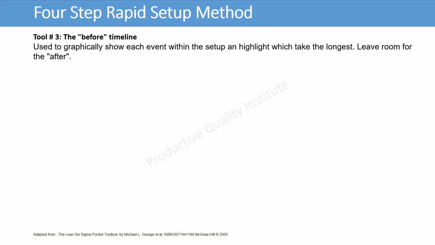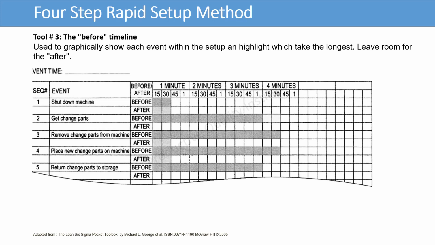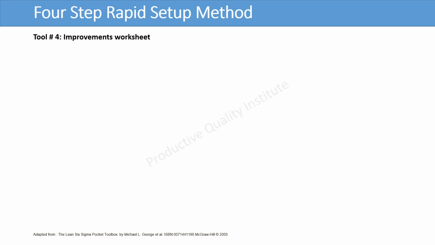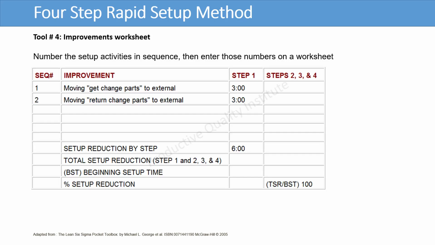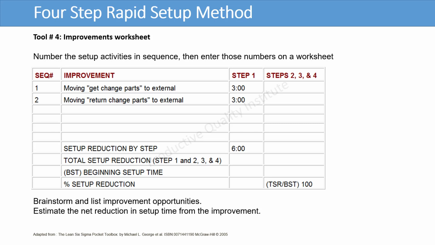Tool 3. The Before Timeline. Used to graphically show each event within the setup and highlight which take longest. Leave room for the after. Tool 4. Improvements Worksheet. Brainstorm and list improvement opportunities. Estimate the net reduction in setup time from the improvement.